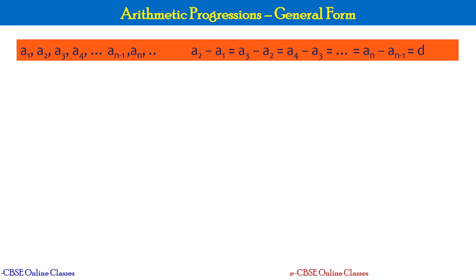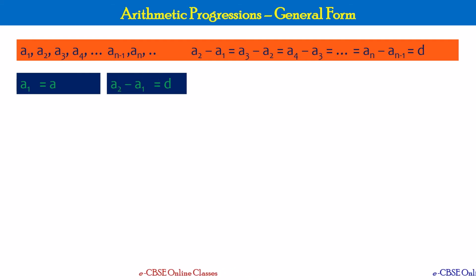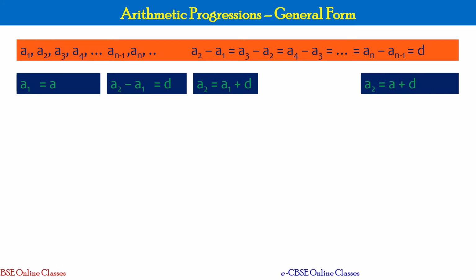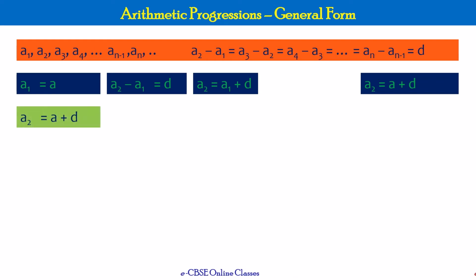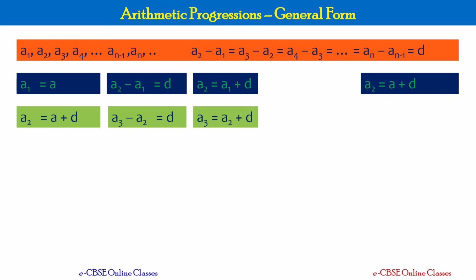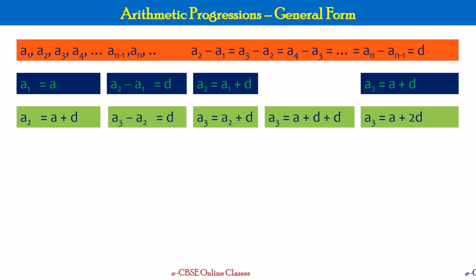Now let's try to come up with a generic form. Let us call the first term A1 as A, and we know that A2 minus A1 is D, so A2 will be equal to A1 plus D. So A2 is nothing but A plus D. Now let's start with A2 equal to A plus D. We know that A3 minus A2 is also D, so A3 is nothing but A2 plus D. So if you substitute A2 as A plus D, it becomes A3 equal to A plus D plus D. That is A3 equal to A plus 2D.